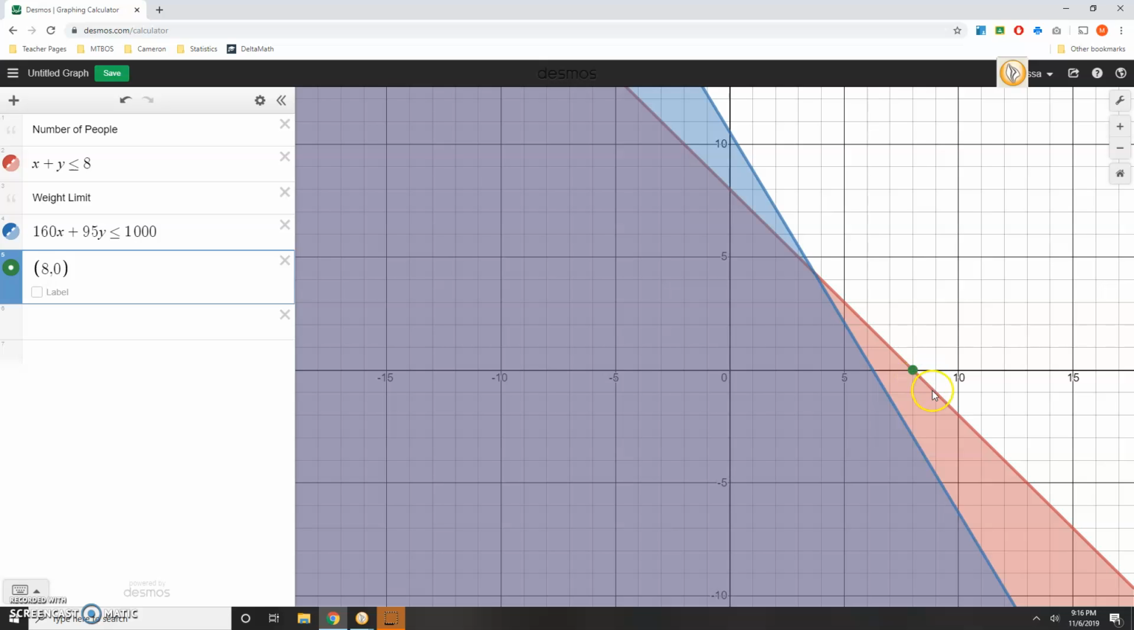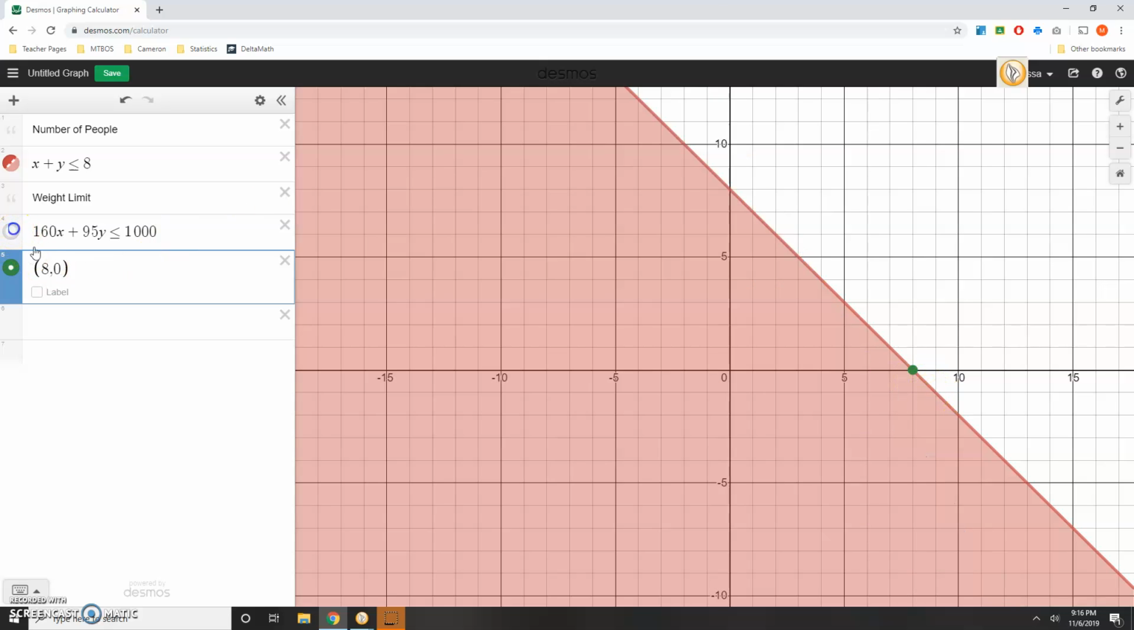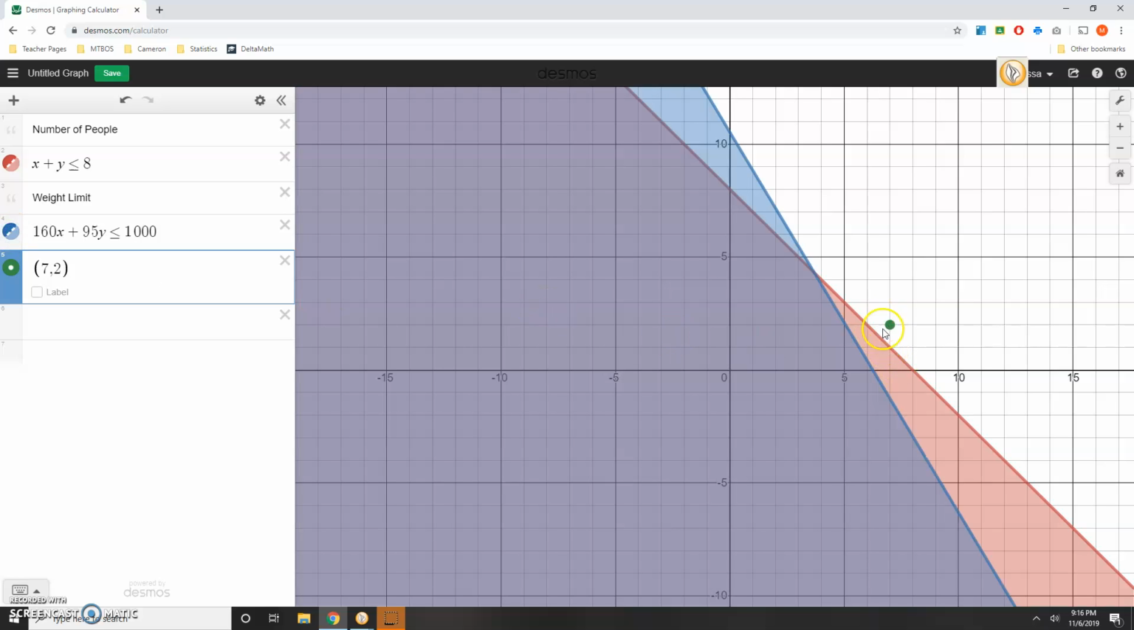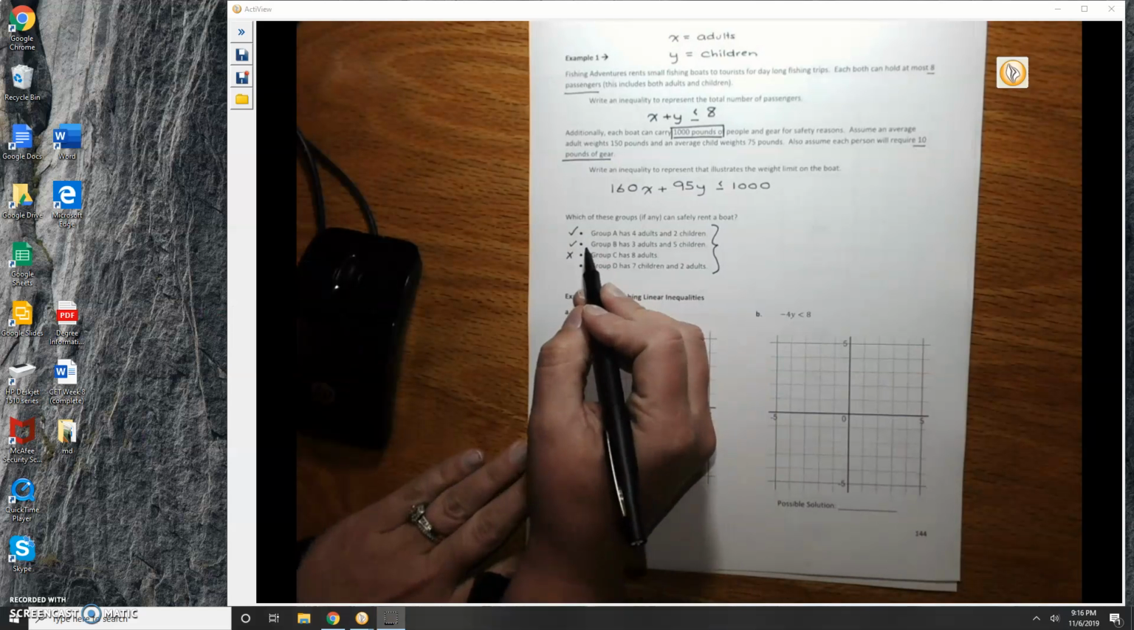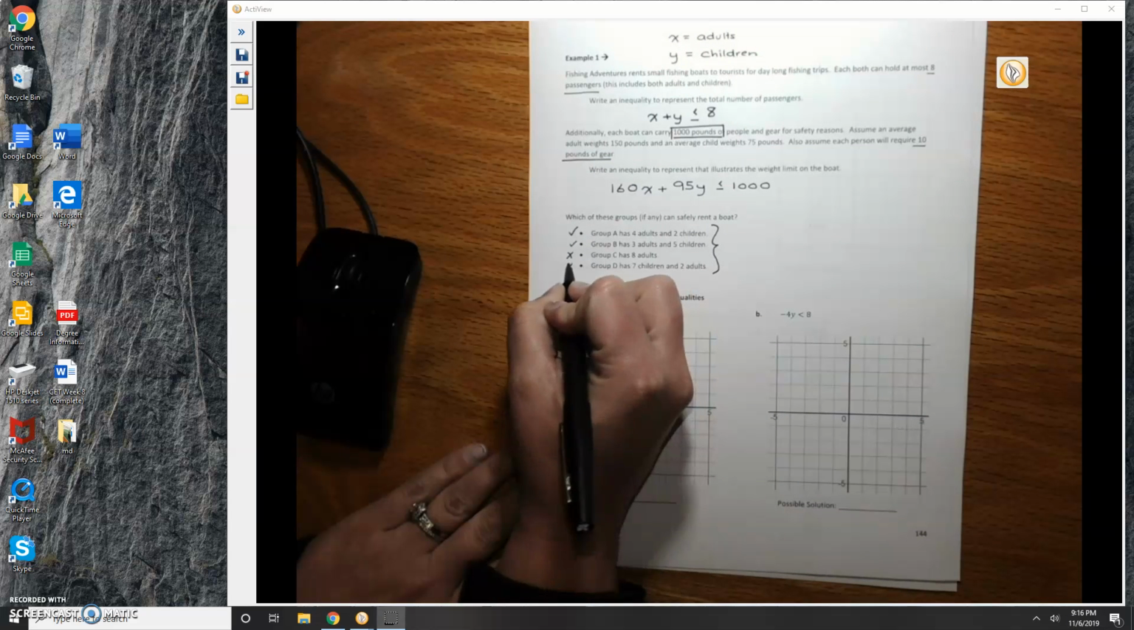And then last group, well, this one should have been a fairly easy one. This one had 7 children and 2 adults. We got too many kids in the boat. I don't even need to bother about the weight limit, because it is already above the number of people. So here is your solution. You should have had yes for group A, yes for group B, no for C and D.